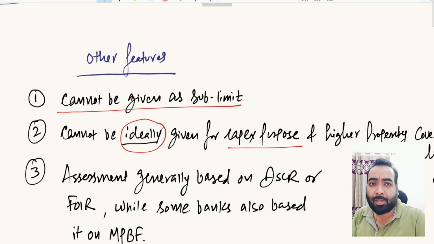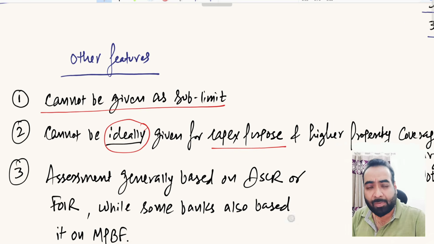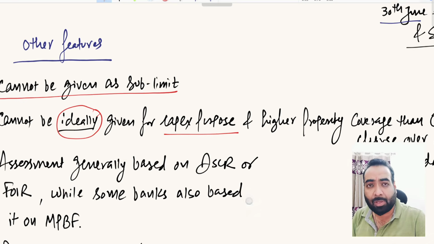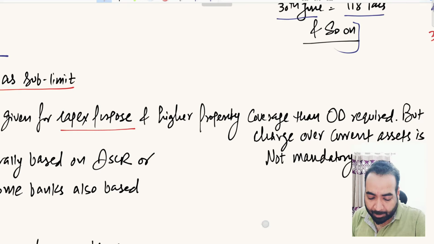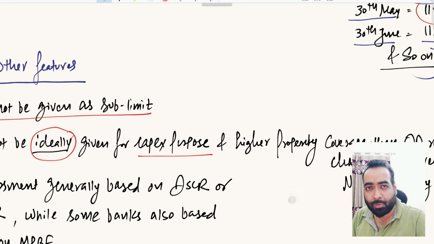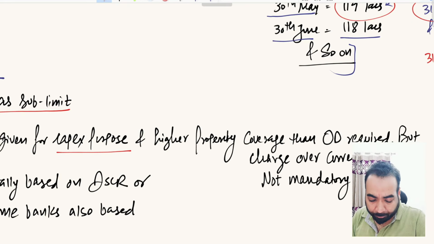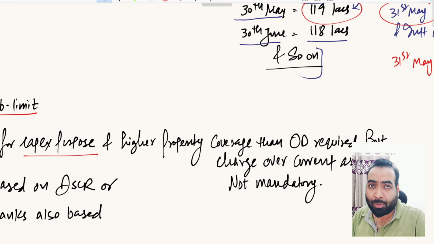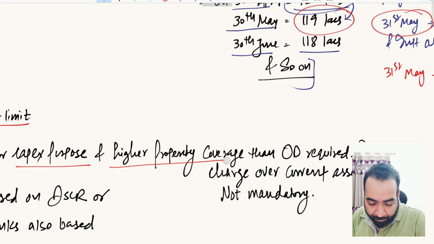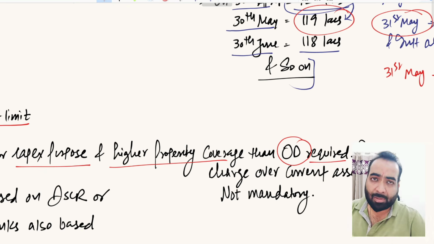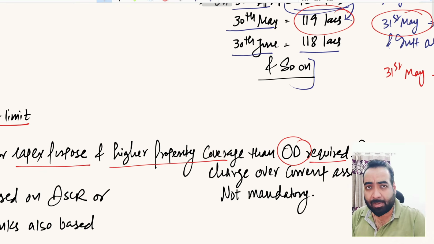So basically, there is no practical control over the capex end use in DLOD, which is why it is not generally good to give for capex purpose. But for working capital purpose, you can give the DLOD limit easily. So another thing that you need to remember in DLOD, that higher property coverage is required than OD limit in it. Overdraft limit has its own features. DLOD has its own features.